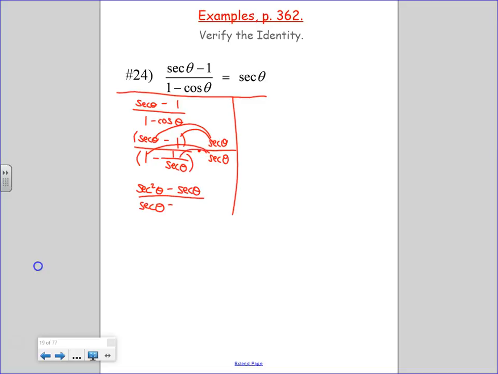Secant over secant. Oh, booyah. I'm getting rid of that silly little denominator. It's just going to be minus 1. Oh, ew. Gross. That looks disgusting.